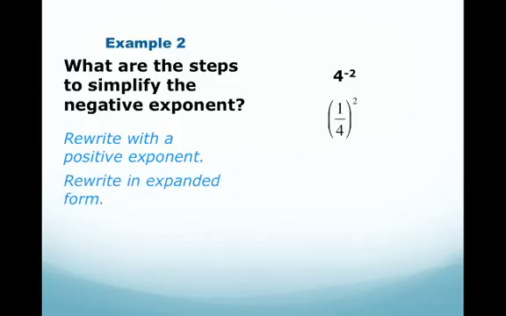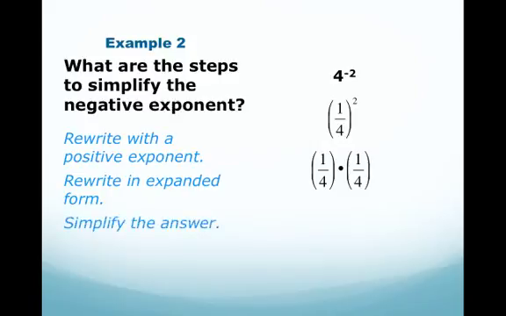When we rewrite that in expanded form, it's going to be 1/4 times 1/4, because the exponent again tells us how many times to repeat what's in the parentheses. And then to simplify that, we multiply the top, 1 times 1, which is 1, and 4 times 4, which is 16, which should get us 1 over 16.